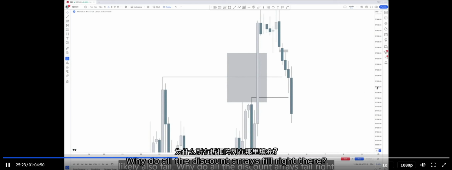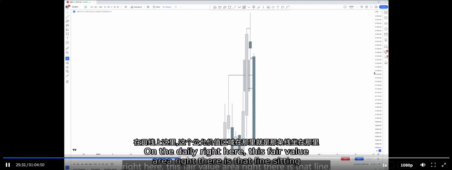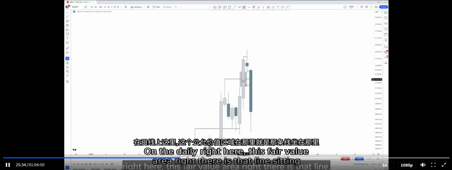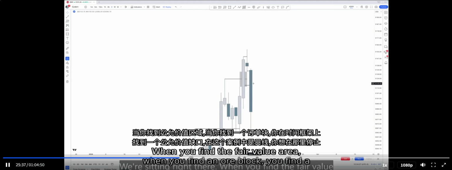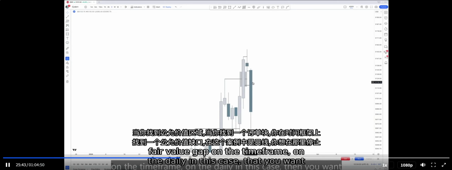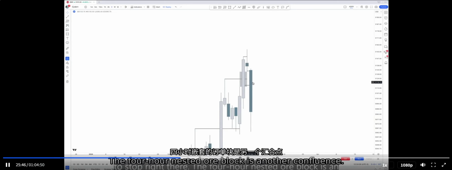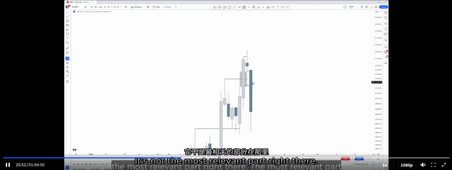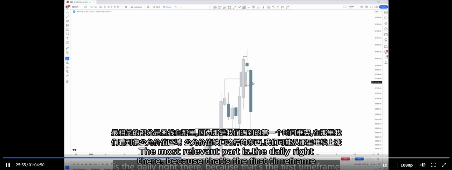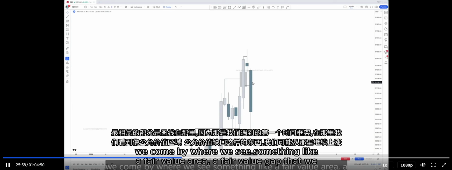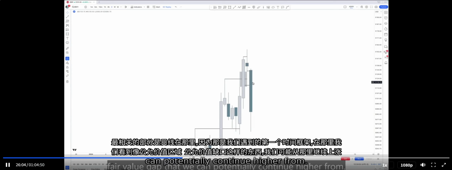Why do all the discount arrays fail right there? Well, let's go back to the previous video where we talked a little bit about the fair value area. On the daily right here, this fair value area is that line sitting right there. When you find the fair value area, or an order block, or a fair value gap on the time frame, on the daily in this case, that is where you want to stop. The 4-hour nested order block is another confluence. It's not the most relevant part right there. The most relevant part is the daily, because that's the first time frame we come by where we see something like a fair value area, a fair value gap that we can potentially continue higher from.